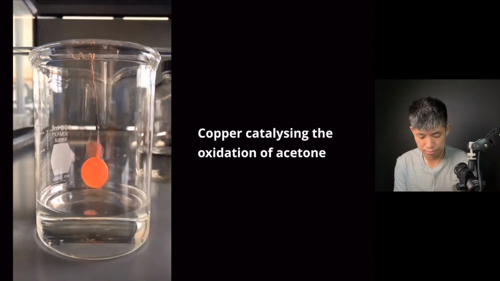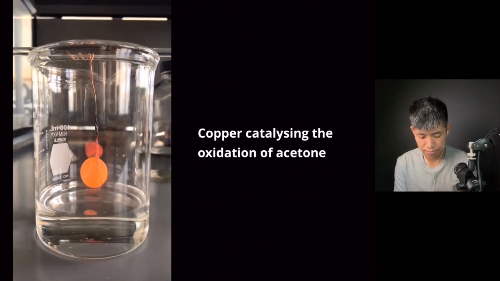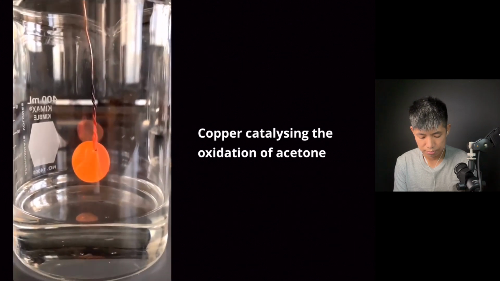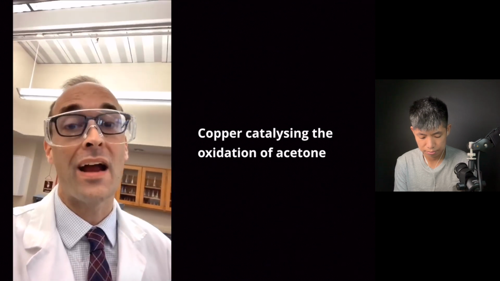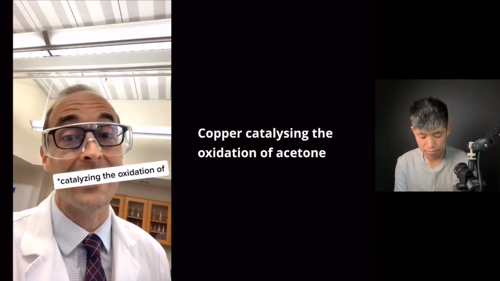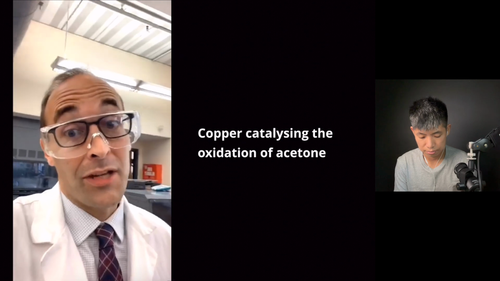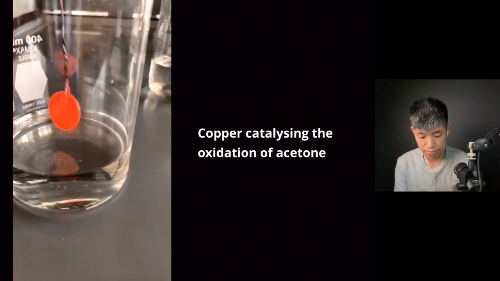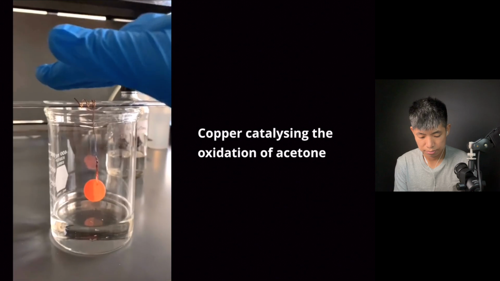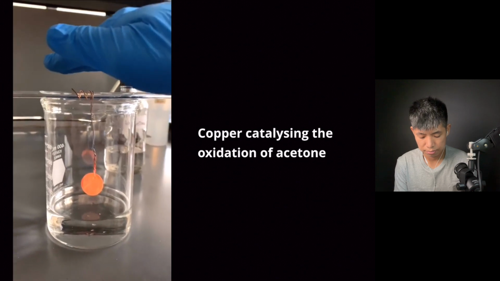I used a torch to heat the penny till it glowed red hot. Notice how it continues to glow red hot even though I'm not applying any more heat to it directly. So what you see here is copper acting as a catalyst. It's oxidizing the acetone, and it'll keep doing this until the acetone runs out of the beaker. Yep, still going. It puts off quite a bit of heat. I can feel it through my nitrile gloves.